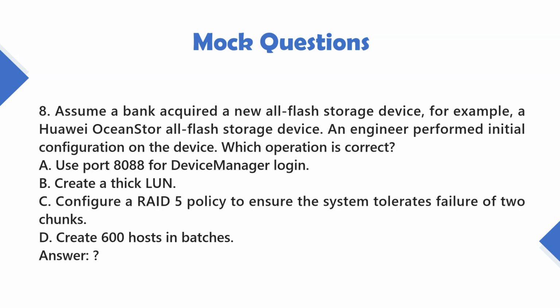8. Assume a bank acquired a new all-flash storage device, for example, a Huawei OceanStor all-flash storage device. An engineer performed initial configuration on the device. Which operation is correct? A. Use port 8088 for DeviceManager login. B. Create a thick LUN. C. Configure a RAID 5 policy to ensure the system tolerates failure of 2 chunks. D. Create 600 hosts in batches.